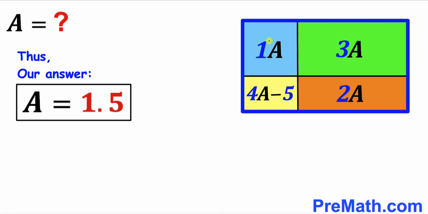In other words, the area of this blue shaded rectangle, 1 times A, is going to give us 1.5, and this 3 times A value is going to give us 4.5. Over here, this yellow shaded rectangle, when we plug in this uppercase A value, is going to give us simply 1. And finally, the area of this orange shaded rectangle has got to be 2 times A, meaning 2 times 1.5, is going to give us simply 3. And that's our final answer.